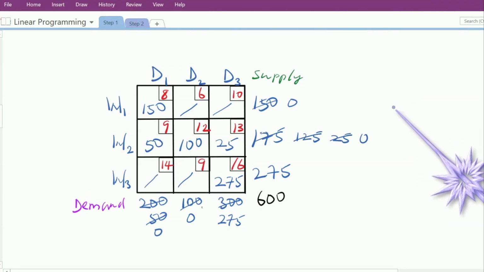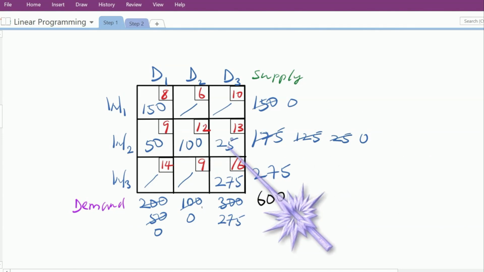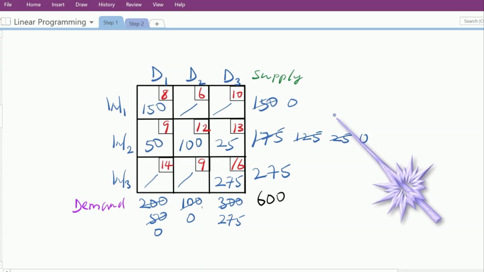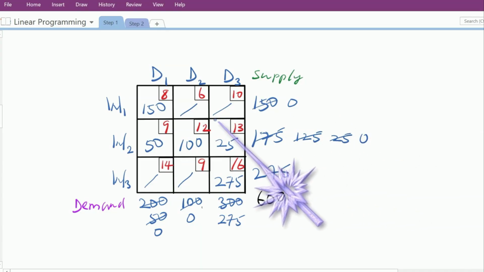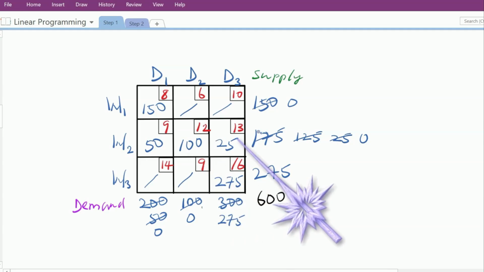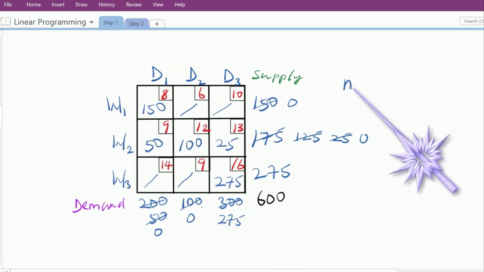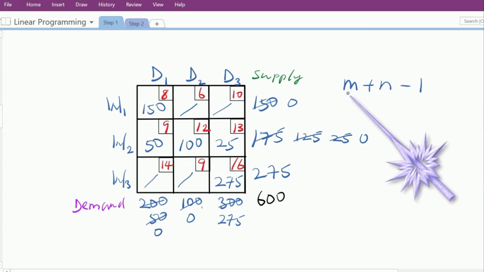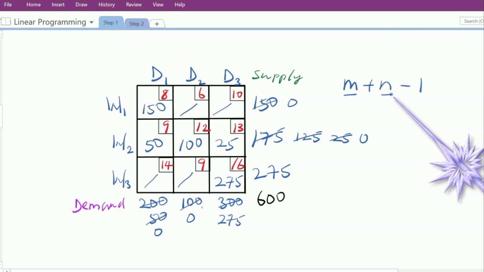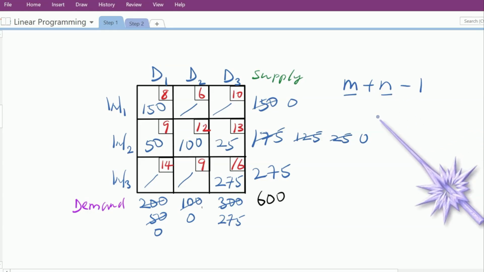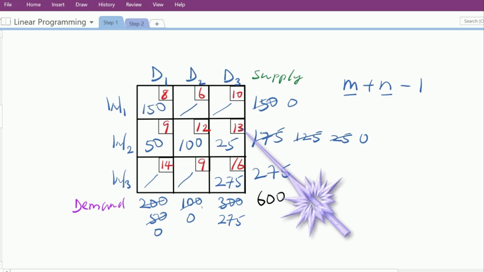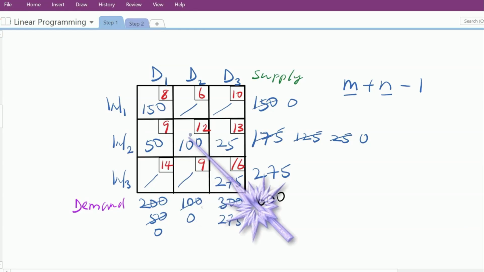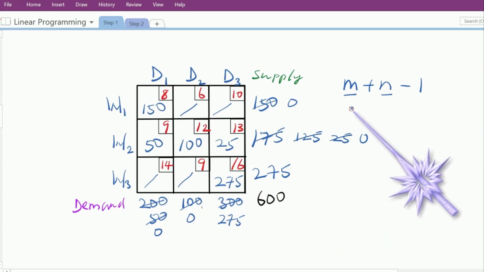Before you can apply the MODI method, after the allocation, you make sure that you check for degeneracy. That is, you make sure that the number of occupied cells should be equal to M plus N minus 1, where M is the number of rows, N is the number of columns, okay, minus 1. So let's check for that. Where here we have how many rows? We have 1, 2, 3. 3 rows. So we have 3.